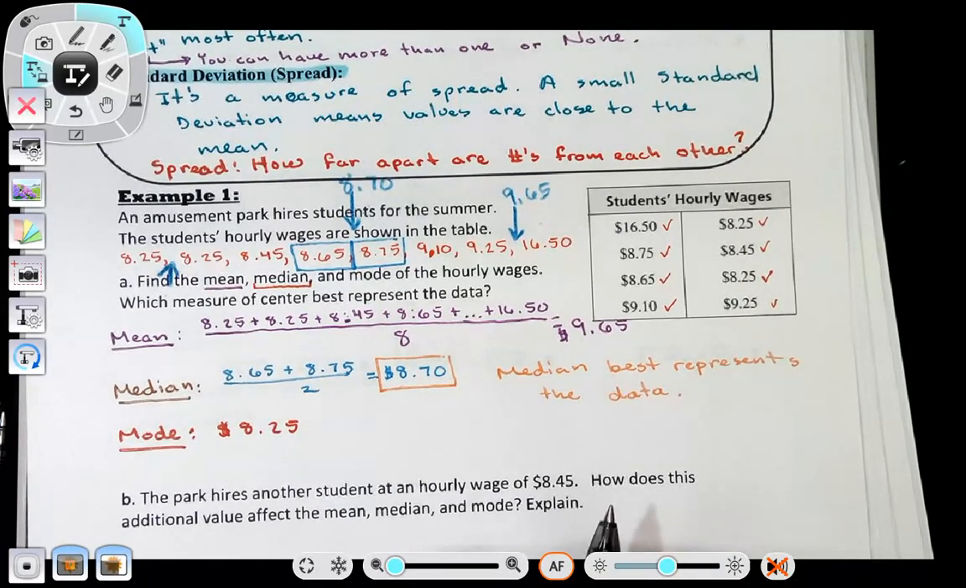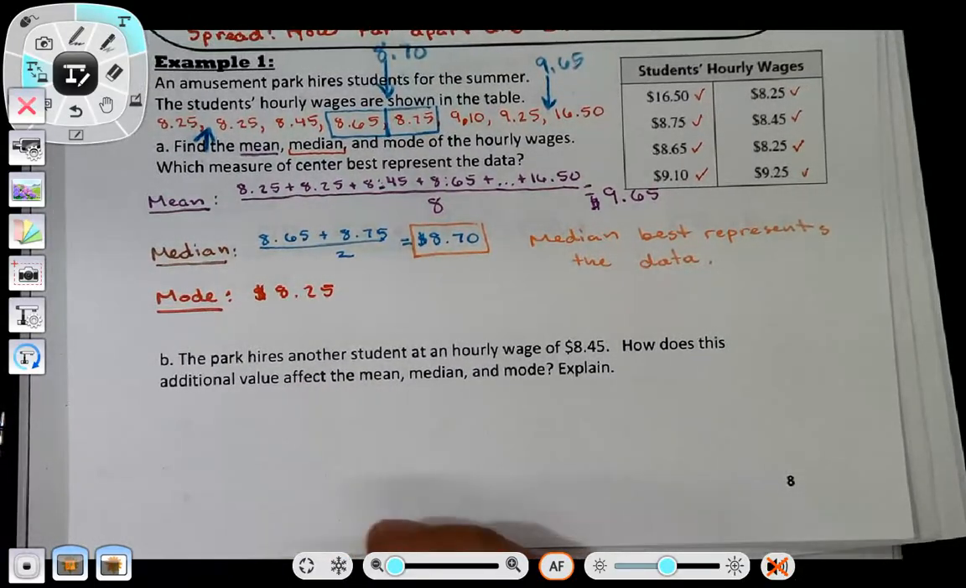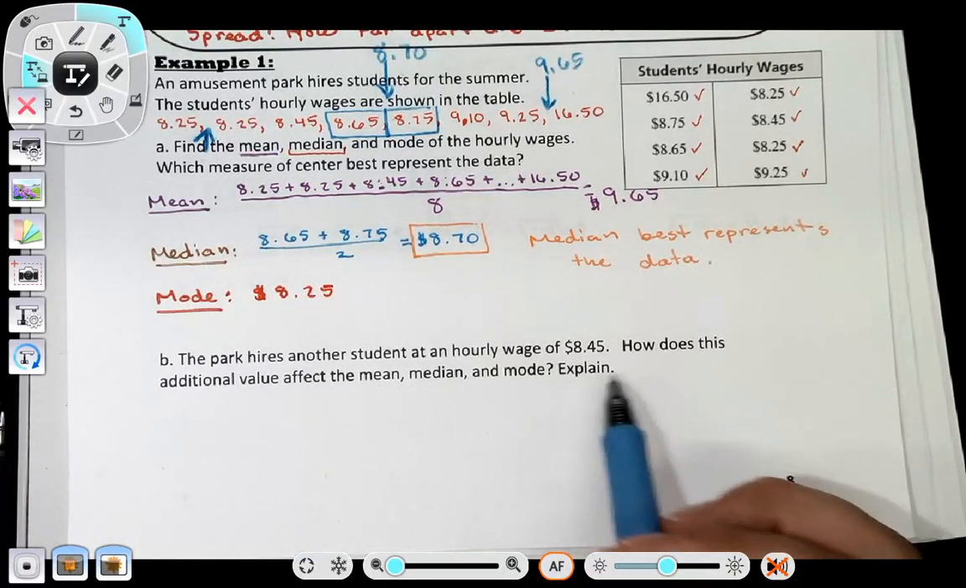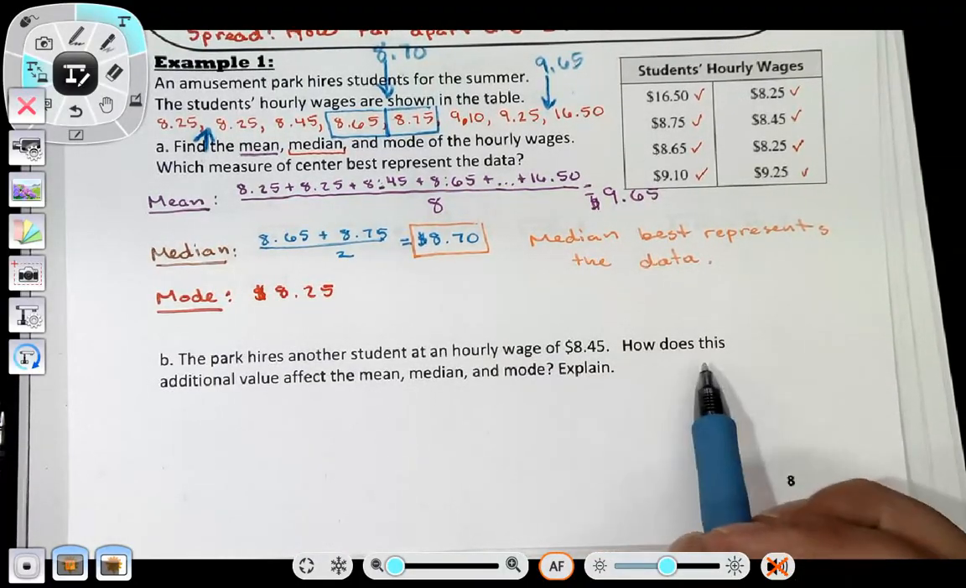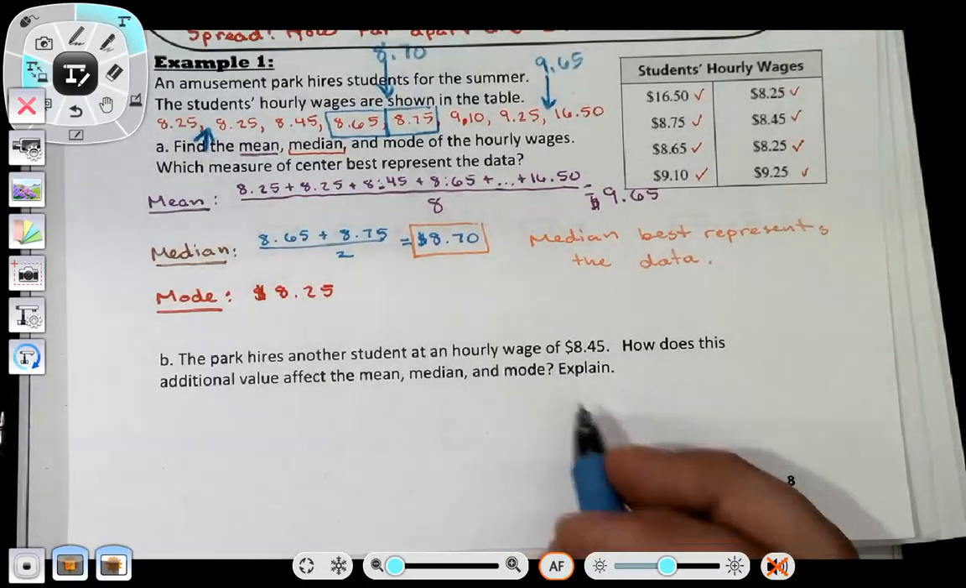All right, well, now look. They said the park hires, let me move it up now a little bit more. The park hires another student at an hourly wage of $8.45. How does this additional value affect the mean, the median, and the mode?